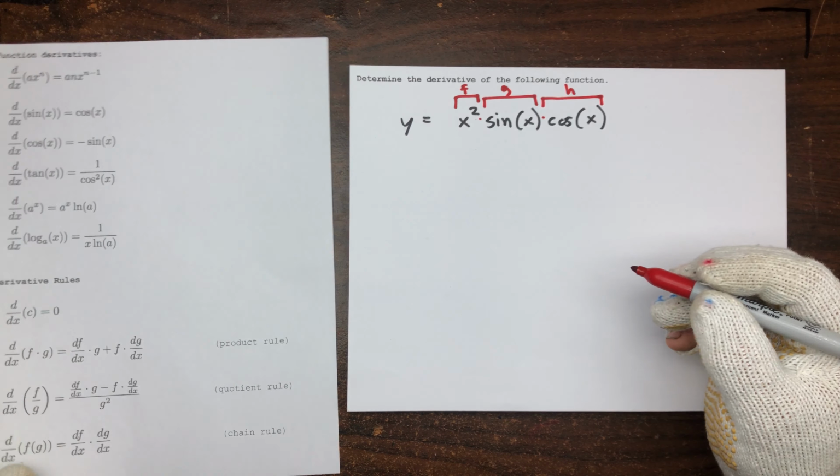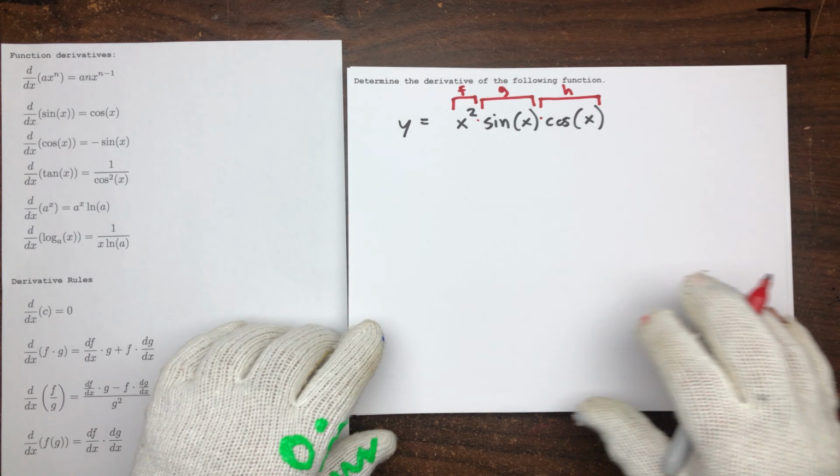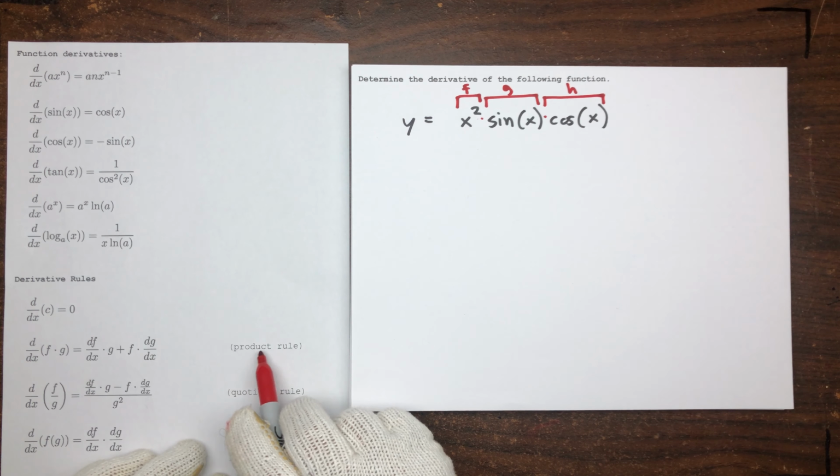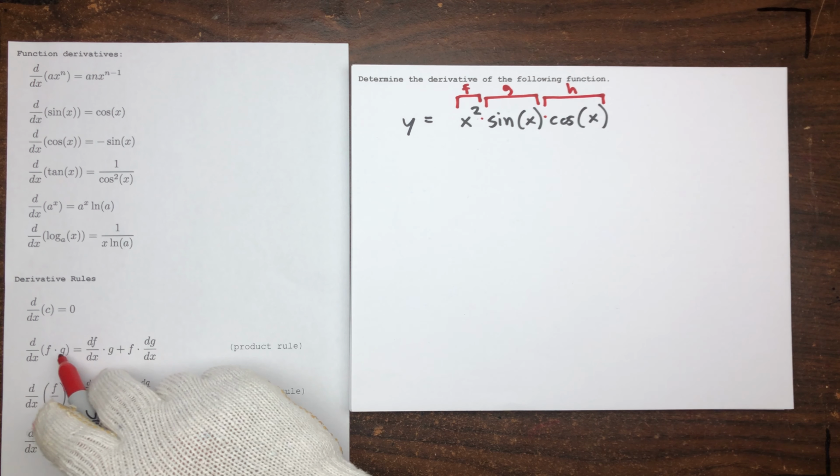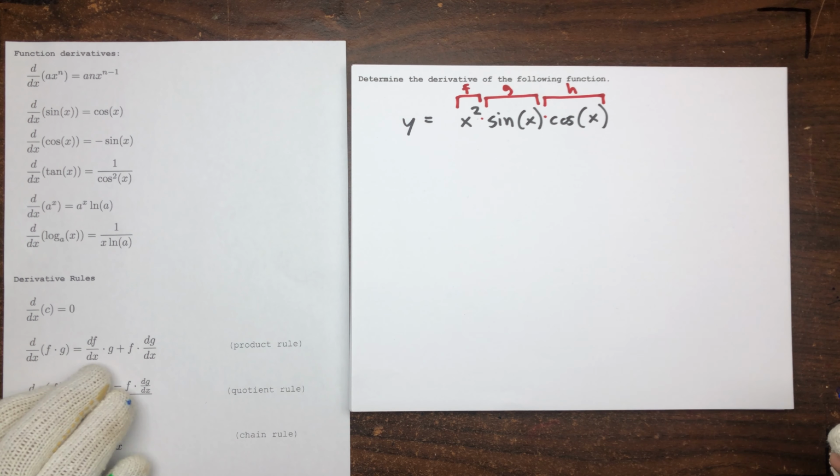So we're probably going to use the quotient rule here. Not the quotient rule, the product rule. Okay, they're products. See, they're multiplied. F times G. And this thing is expandable.